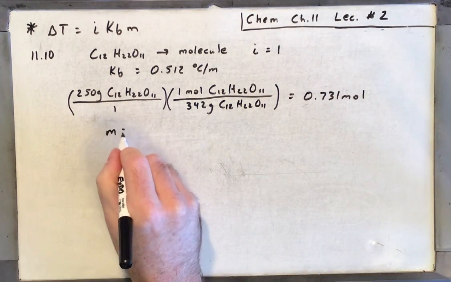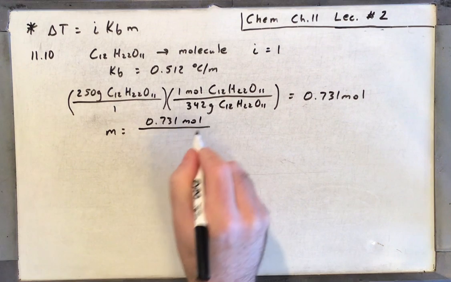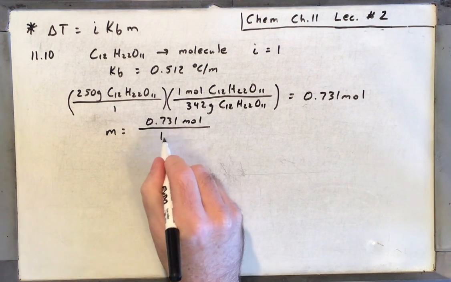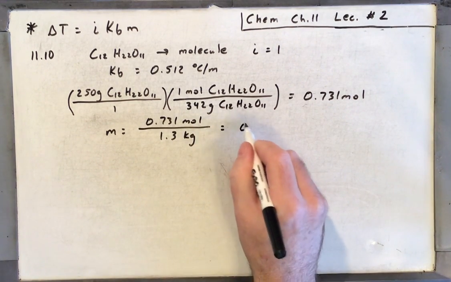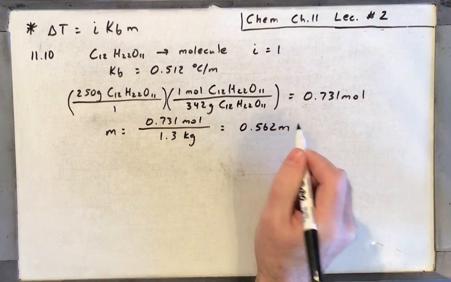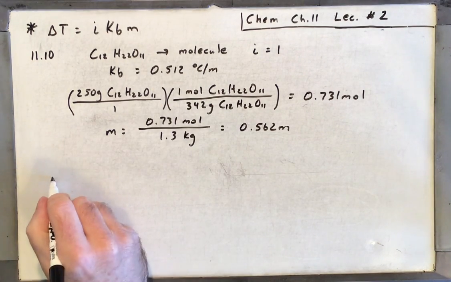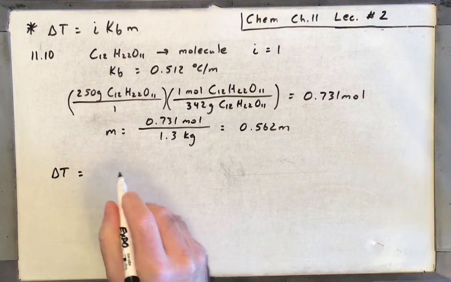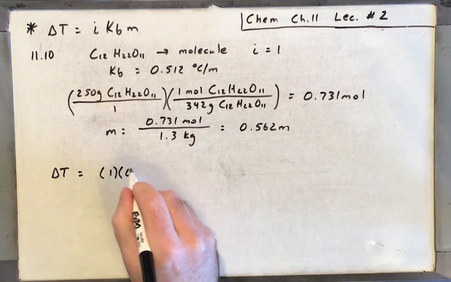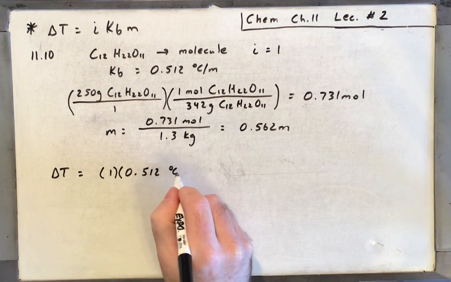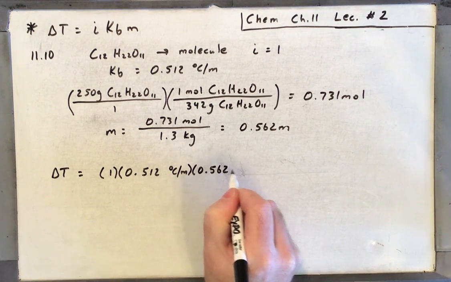That's not molality. Molality is moles per kilogram. We have 1.3 kilograms. So I don't think we even had to convert there. So that is 0.562. Sometimes people forget to do this step and just put 0.731, put moles instead of molality. Don't do that. So delta T is equal to i, which is 1, K sub B, which is 0.512, and then molality 0.562.